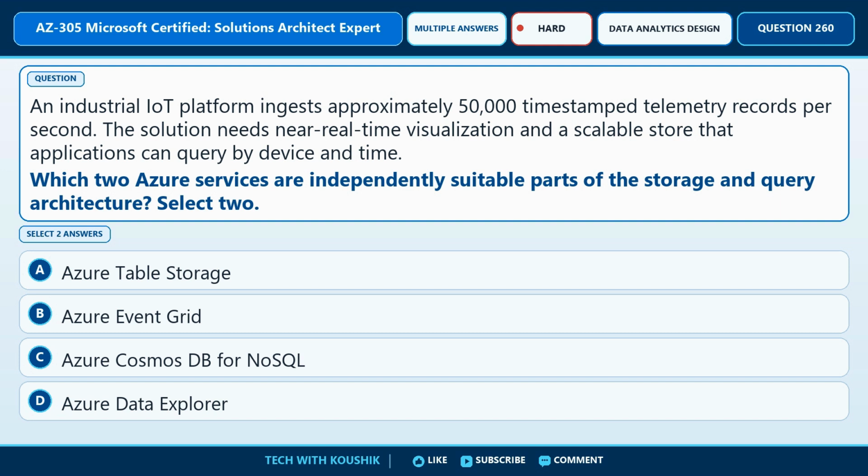Review each available choice. Option A is Azure Table Storage. Option B is Azure Event Grid. Option C is Azure Cosmos DB for NoSQL. Option D is Azure Data Explorer.